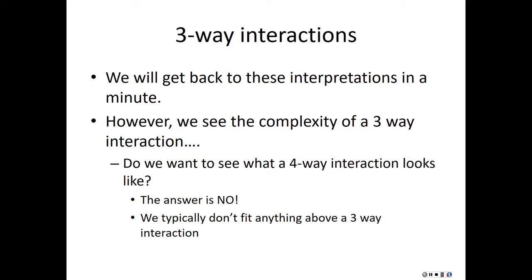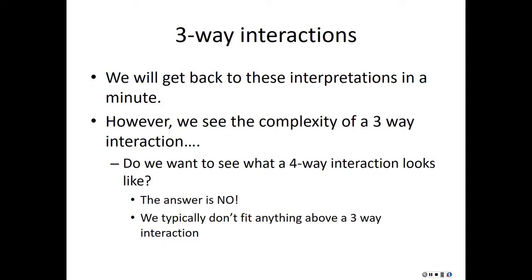Okay, so you can see that the interpretation of a three-way interaction is not straightforward. It's complex. So if you get something that has 4 factors, do you even want to see what a 4-way interaction looks like? And the answer is no. Typically when you're running these complex models, you can put as many independent variables as you want in them, but you don't fit anything more than a 3-way interaction because there's no way you even want to interpret a 4-way or 5-way or 6-way interaction.